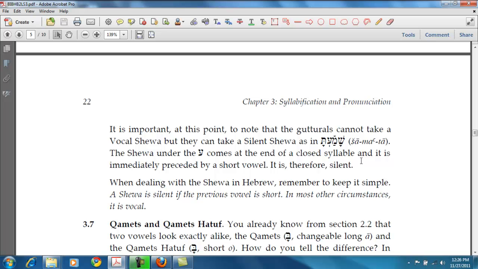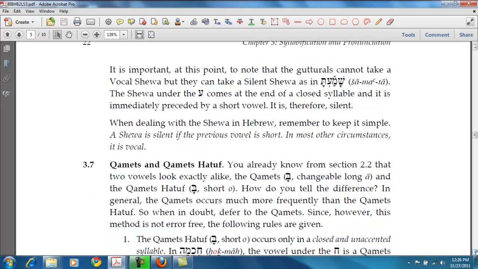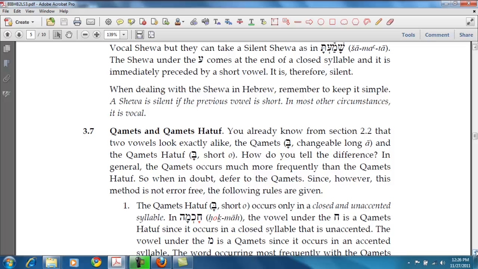Now, when dealing with shavah in Hebrew, remember to keep it simple. Shavah is silent if the previous vowel is short. In most other circumstances, it is vocal. So that's why I said it's important to know your short vowels as well as your long vowels, but even more so your short vowels.